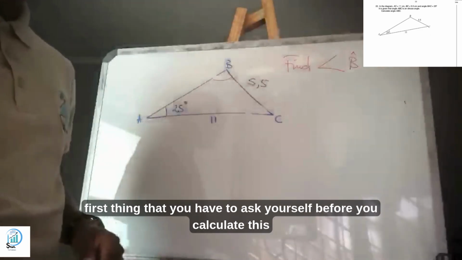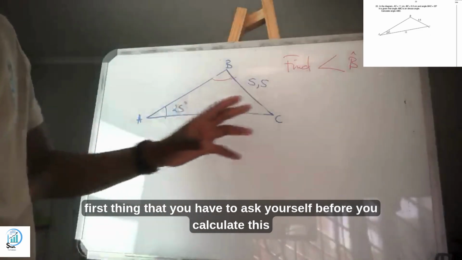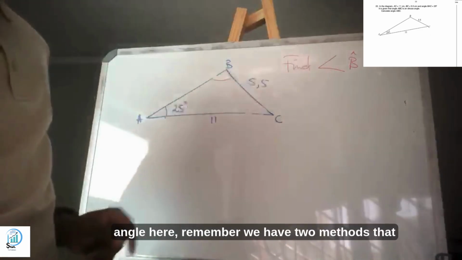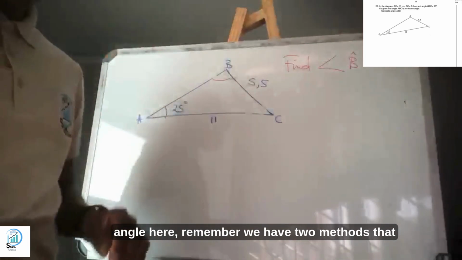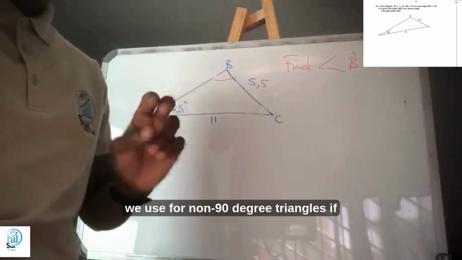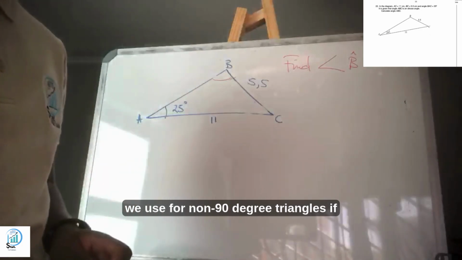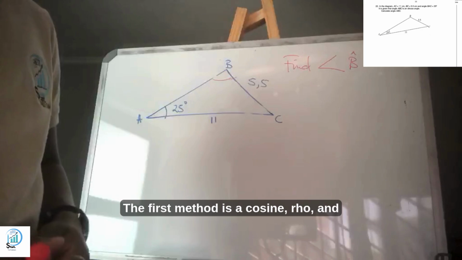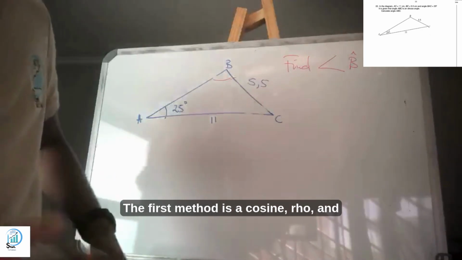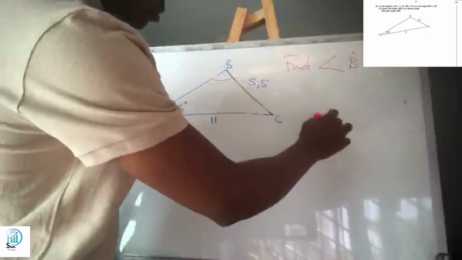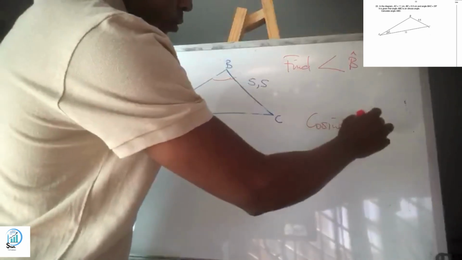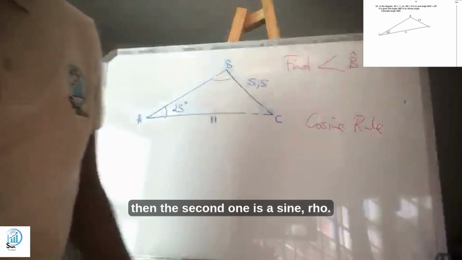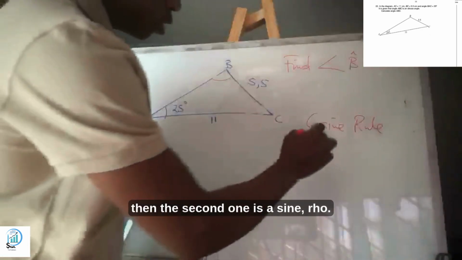The first thing that you have to ask yourself before you calculate this angle here, remember we have two methods that we use for non-90-degree triangles if you want to find either an angle or a side. The first method is a cosine rule, and then the second one is a sine rule.